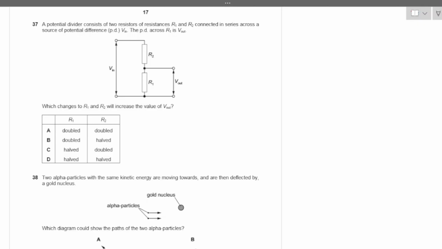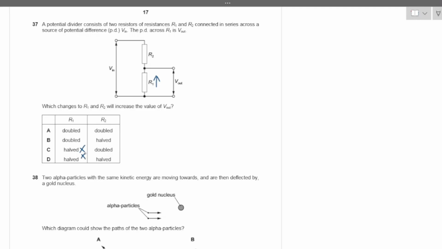Question 37. A potential divider consists of two resistors of resistance R1 and R2 connected in series across a source of potential difference PD V in. The PD across R1 is V out. What changes to R1 and R2 will increase the value of V out? To increase the value of V out, this should be straightforward: the PD across R1 should increase. But they're talking about resistance in this case. So let us see. The resistance of R1 must be increased in whatsoever way. Only then would the PD across it increase.